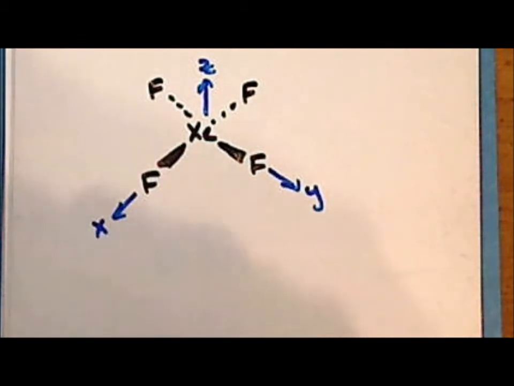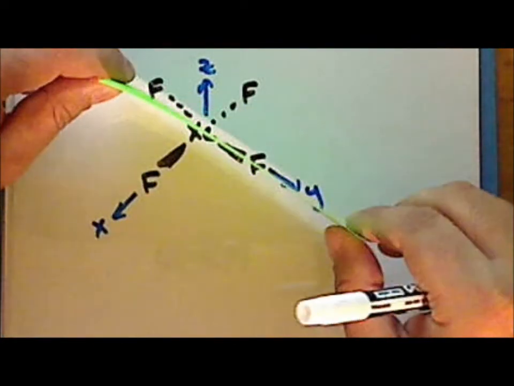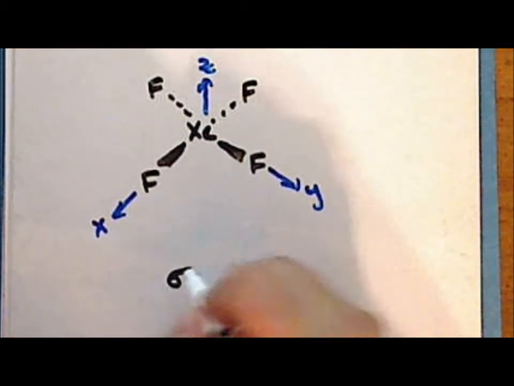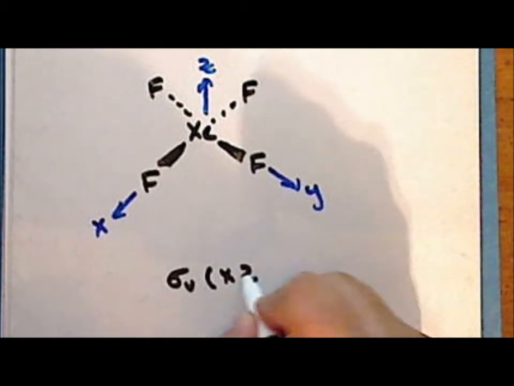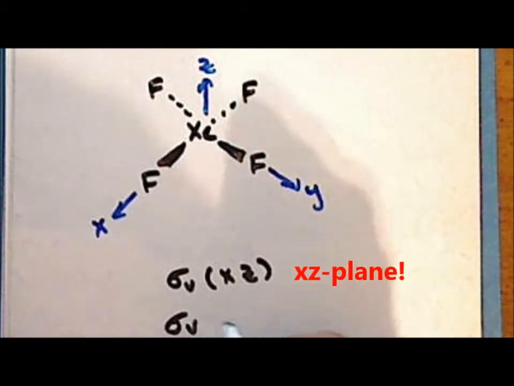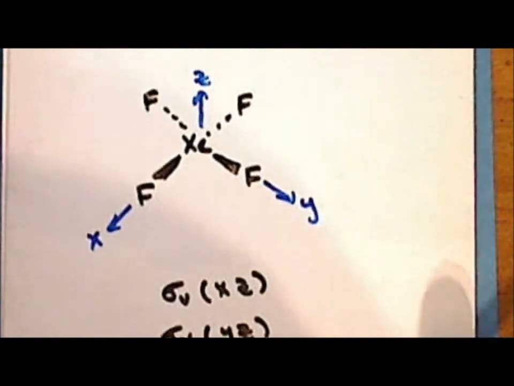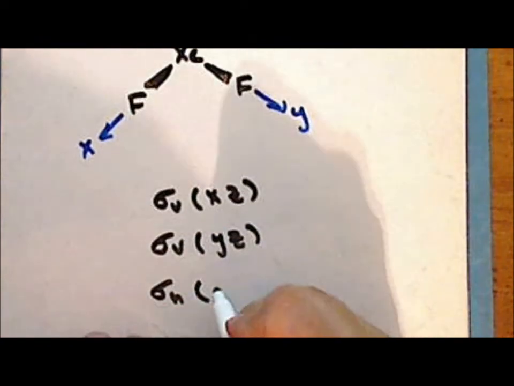So notice that we have two vertical mirror planes that coincide with the two C2 axes that we have identified so far. We have a vertical mirror plane that coincides with the xz plane, and a vertical mirror plane that coincides with the yz plane. And we also have the plane of the molecule itself, which is perpendicular to the principal axis of symmetry, and this coincides with the xy plane.